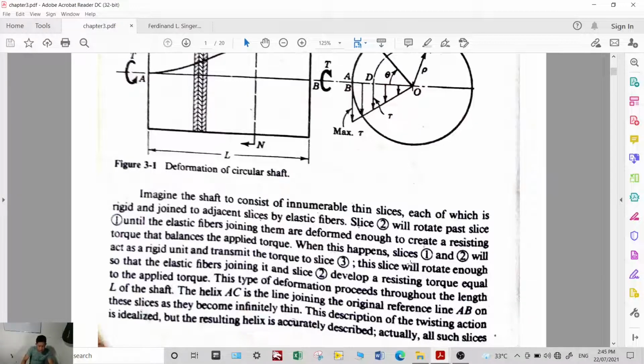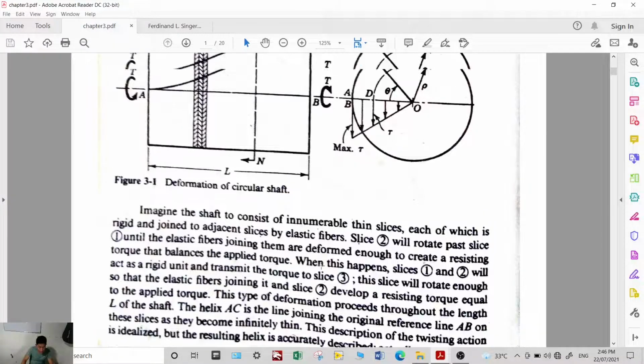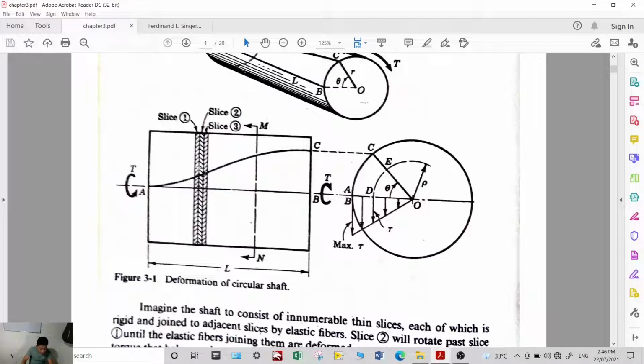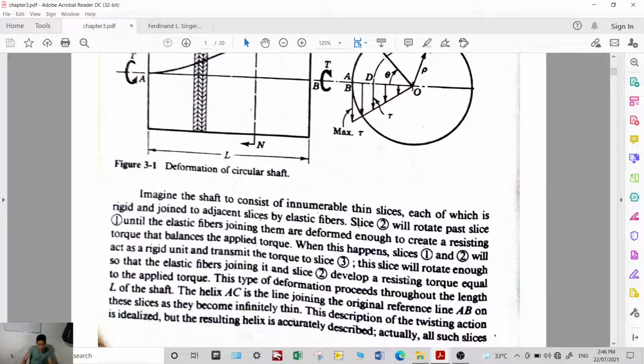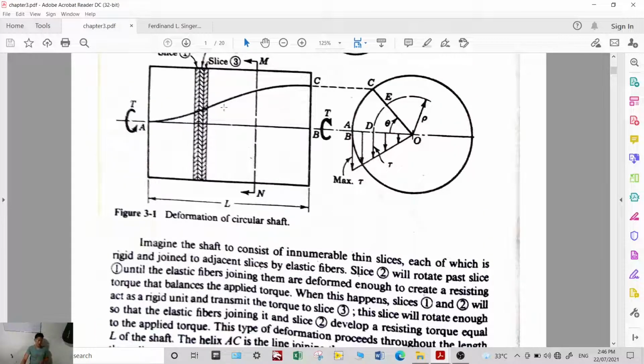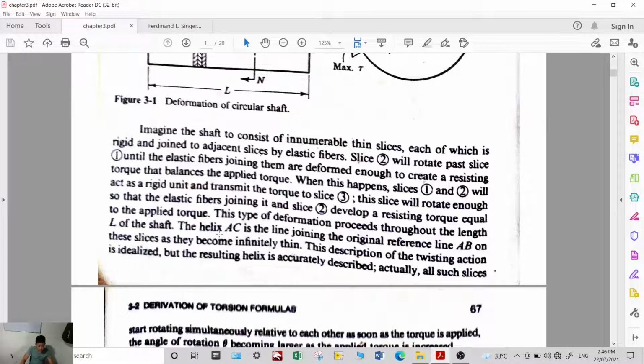Okay, so when this happens, slice 1 and 2 will act as a rigid unit and transmit the torque to slice 3. Magpasa-pasa na din na. This slice will rotate enough so that the elastic fibers joining it and slice 2 develop a resisting torque equal to the applied torque. So if you add their deformations, enough na siya nga maka-withstand sa applied nga torque.